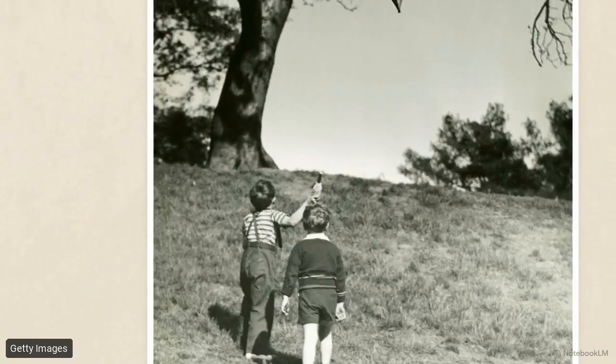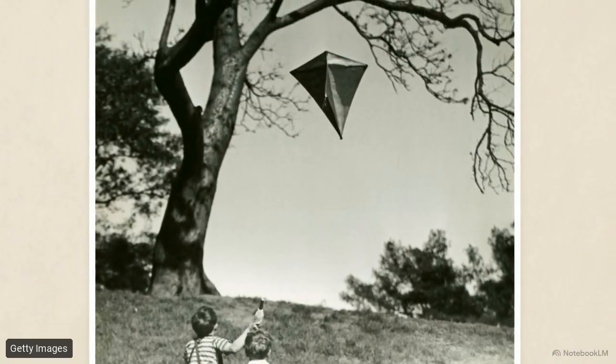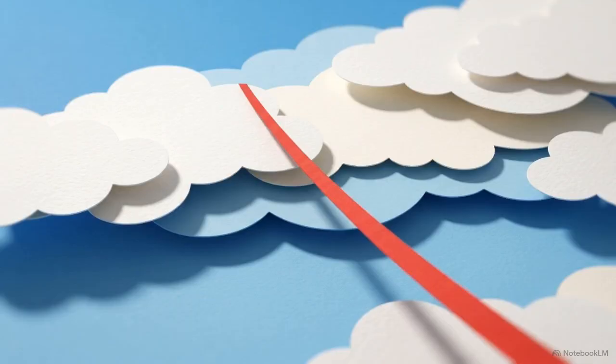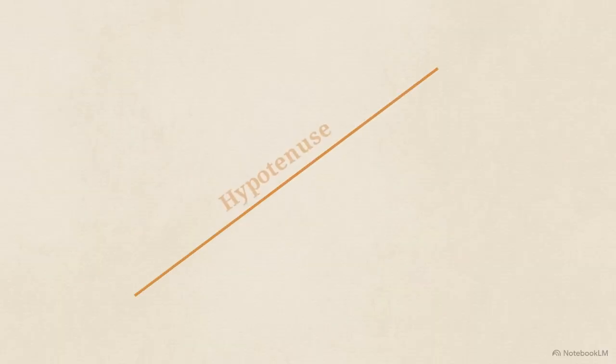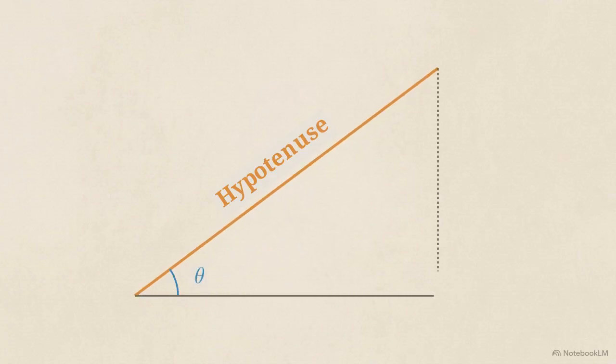You can even use this to calculate the height of a kite. Even though you can't walk a ladder up into the clouds, the triangle is still there. The string serves as your hypotenuse. If you know the angle of the string and how much line you've let out, you can calculate the length of the imaginary vertical line dropping to the grass, the opposite side.